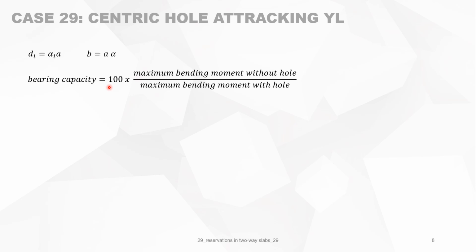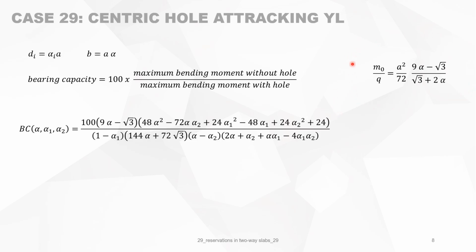Bearing capacity is defined as 100 times the maximum bending moment without the hole divided by the maximum bending moment with the hole. We have seen in the previous videos that the maximum bending moment without the reservation is equal to this formula. So we can now express this in a closed formulation. We see that here 1 minus alpha 1 means that alpha 1 must be smaller than 1. So then you have this, which is logical. The same happens for alpha minus alpha 2. This is also logical.